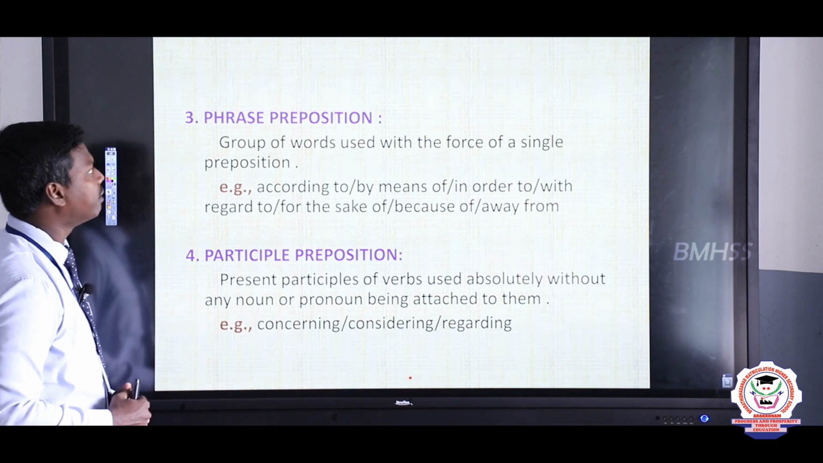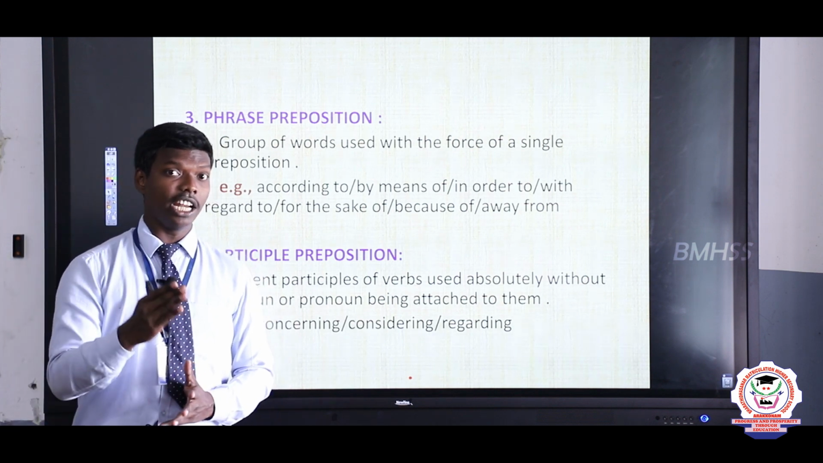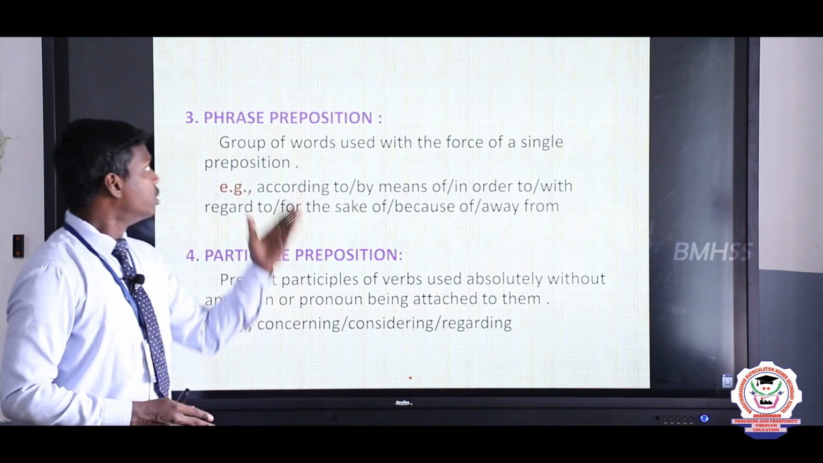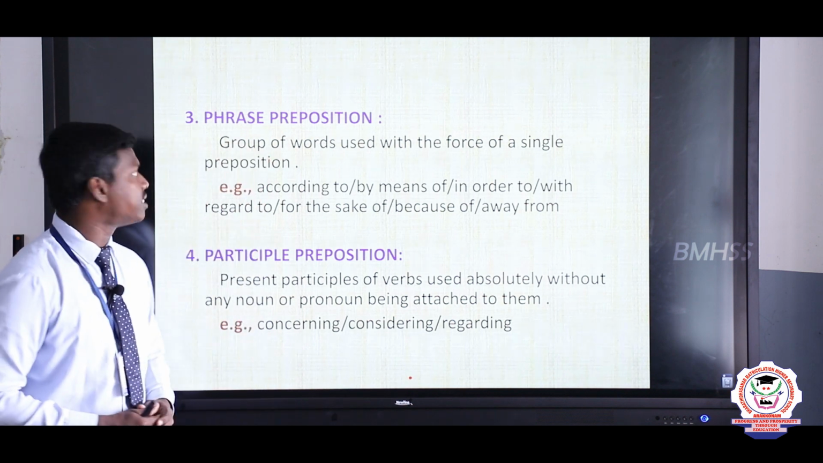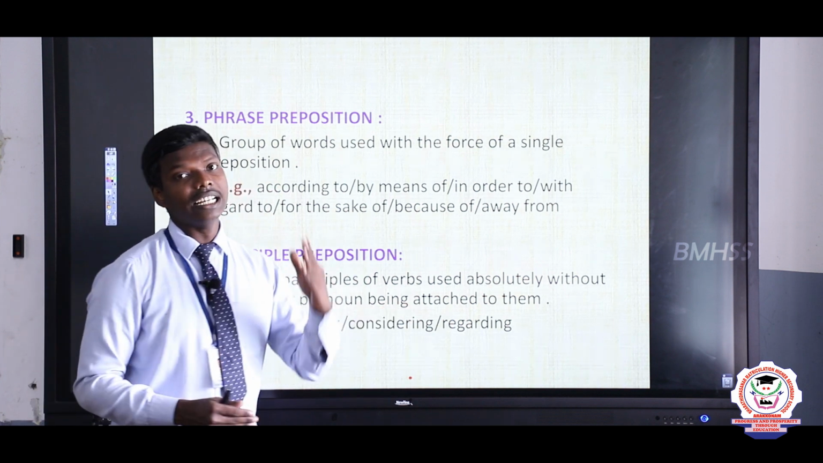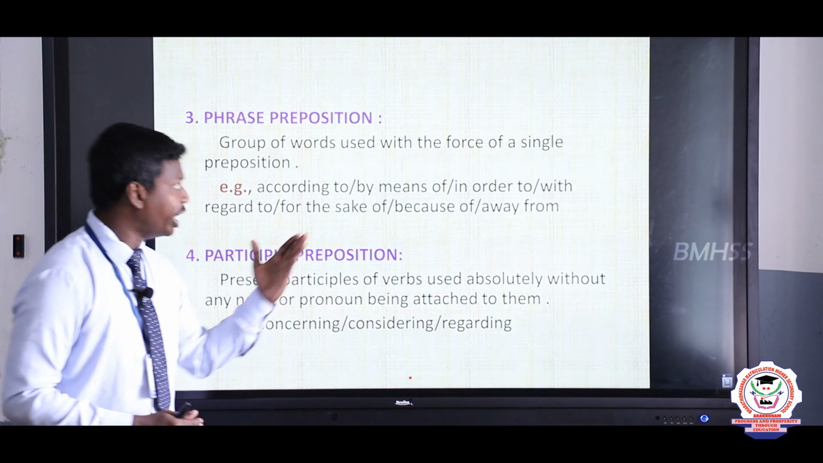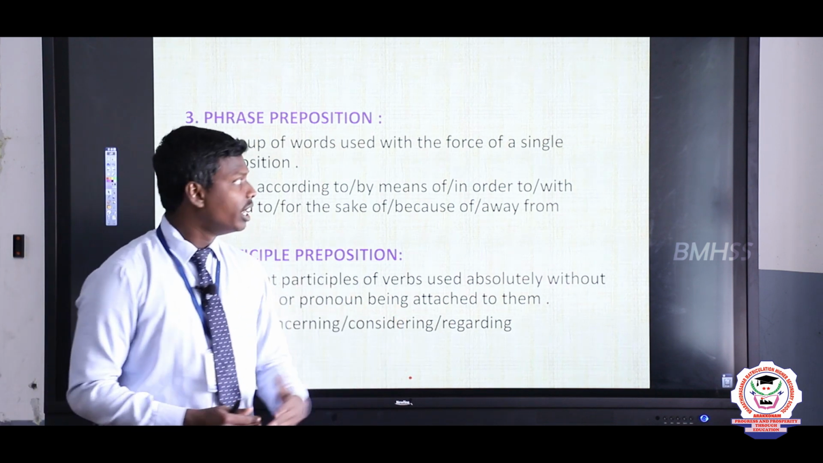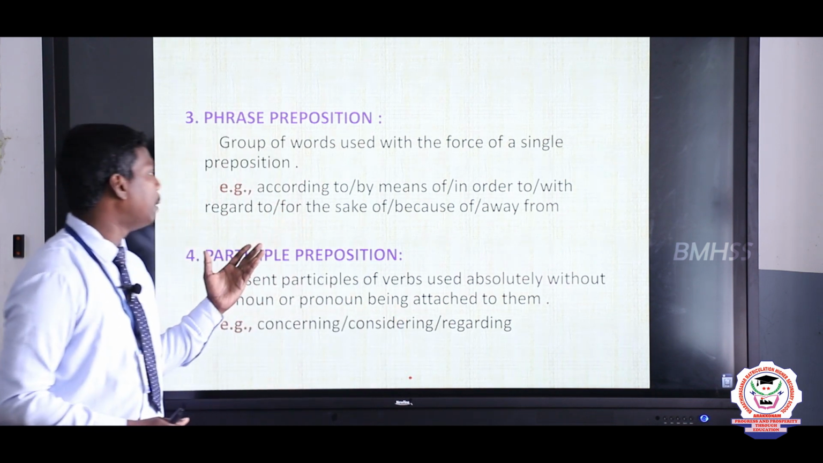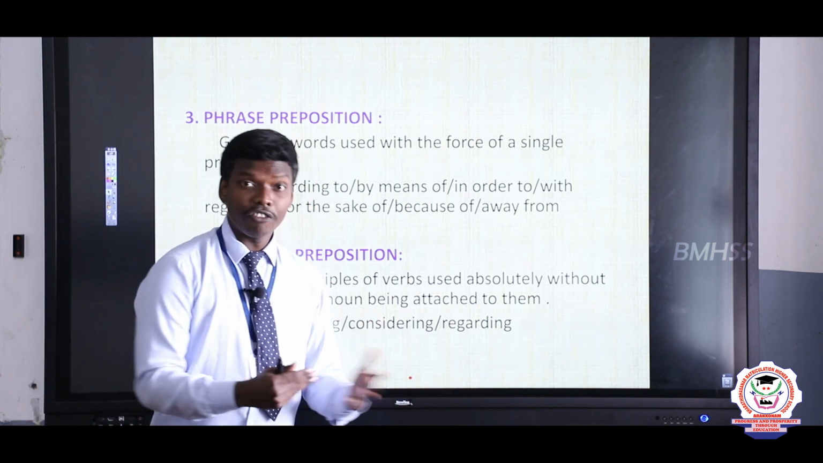Now we shall move to the third one, phrase preposition, which is very interesting. You will be studying it in your higher classes also. Phrase preposition is a group of words with the force of a single preposition. For example, according to, by means of, in order to, with the help of, with regard to, for the sake of, because of, away from.